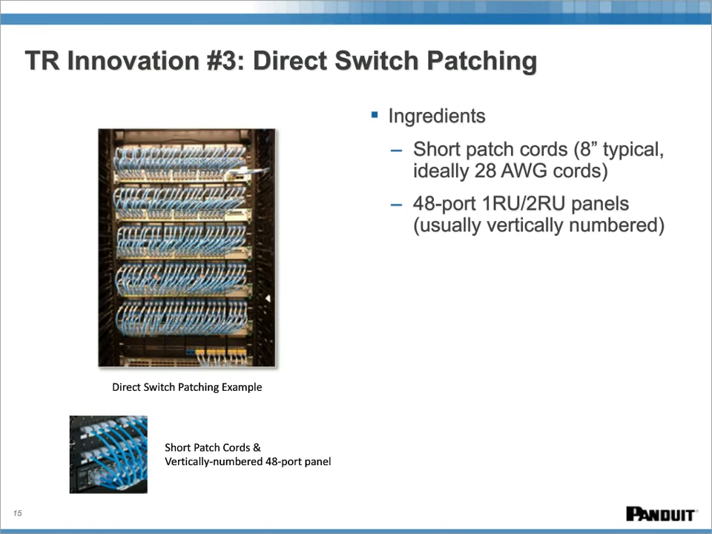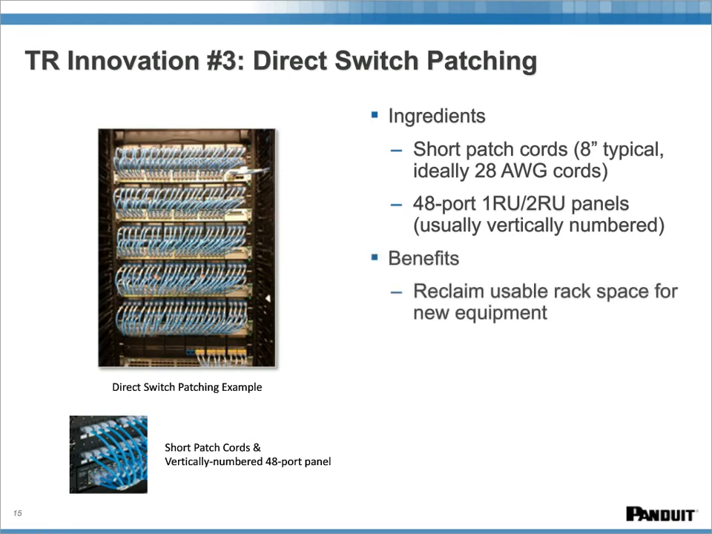You're also using a 48-port panel, although it may be either a 1RU or a 2RU, typically vertically numbered, again, to match the port mapping on the switch. In this case, you've already gained quite a bit of density from the use of eliminating the horizontal manager, and some customers find it, frankly, easier to work with a 2RU panel in this case.